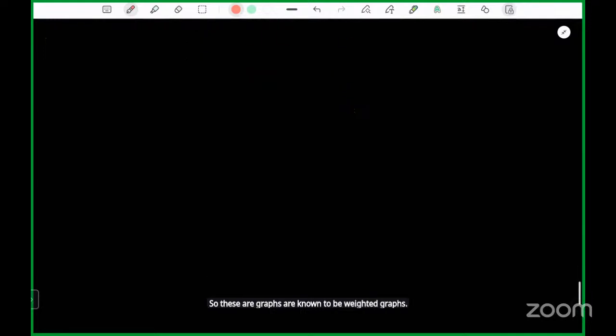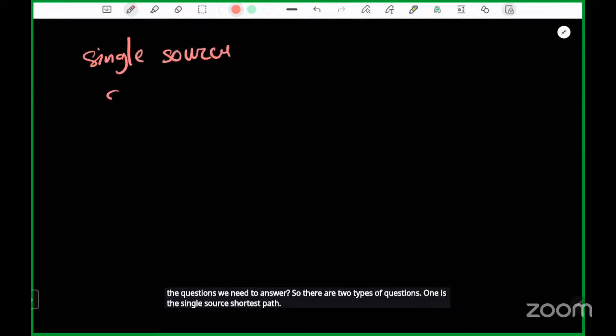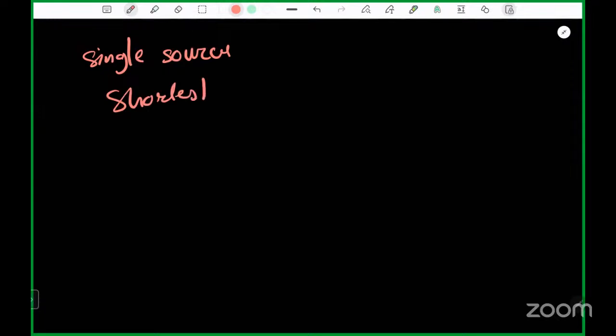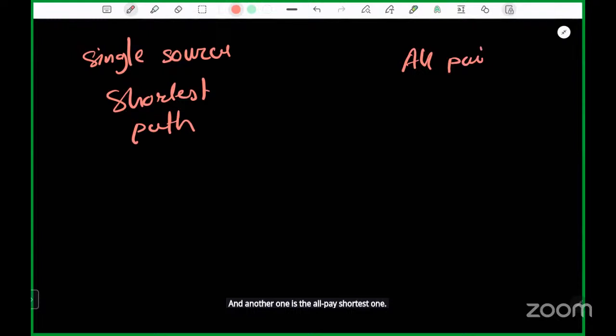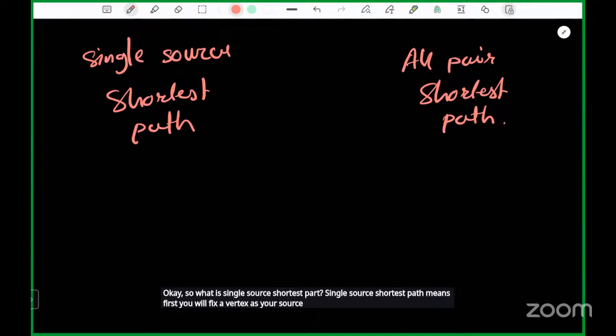In a weighted graph, what questions do we need to answer? There are two types: one is the single source shortest path, and another is the all pair shortest path. Single source shortest path means first you fix a vertex as your source, and then you find the shortest path to each and every other vertex.